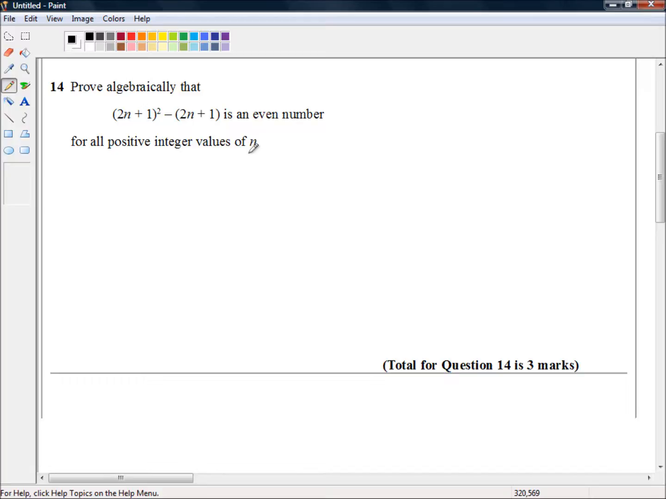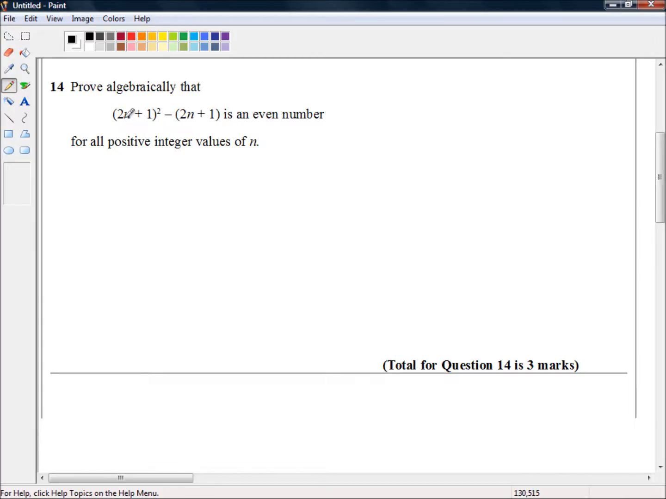for n. Okay, under exam conditions you won't have time to really think about the beauty of this statement, but it would be nice if we could just take a second here to appreciate what this question is asking. It's basically saying if you've got any odd number, because 2n + 1 will always be odd, if you take any odd number and you square it and then you take away the same odd number, you are always going to have an even number. I think that's quite amazing. I think we should just take a second to appreciate that.